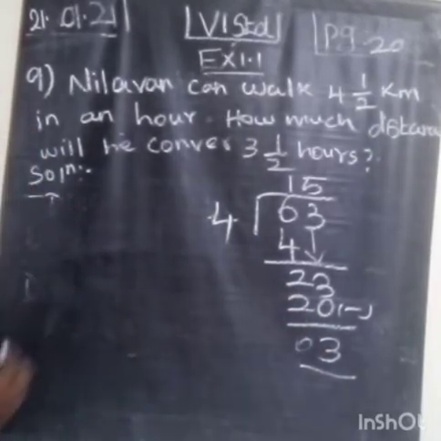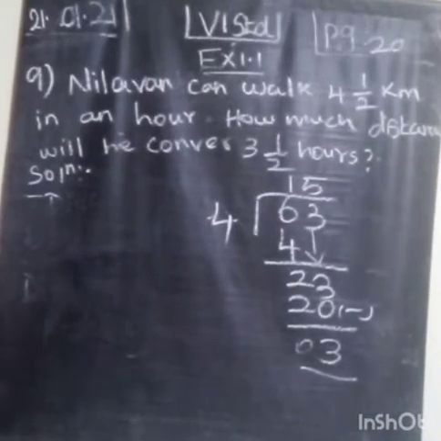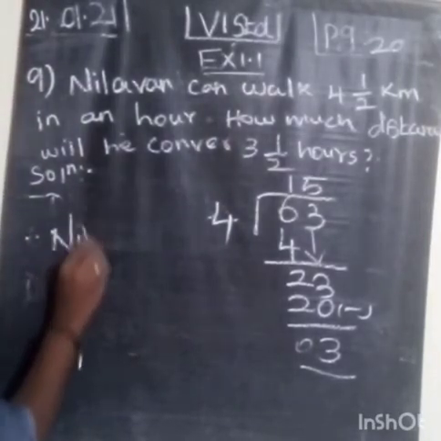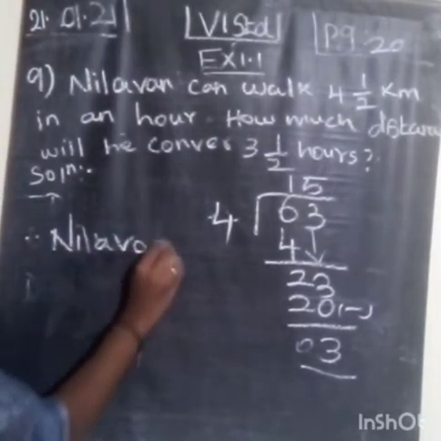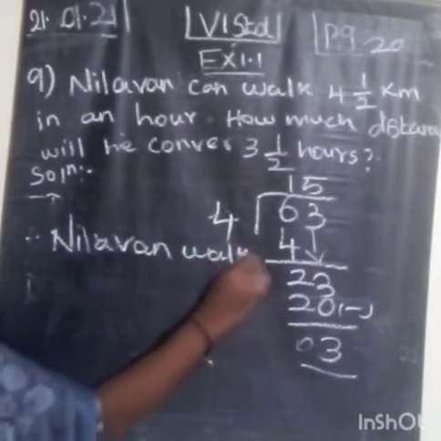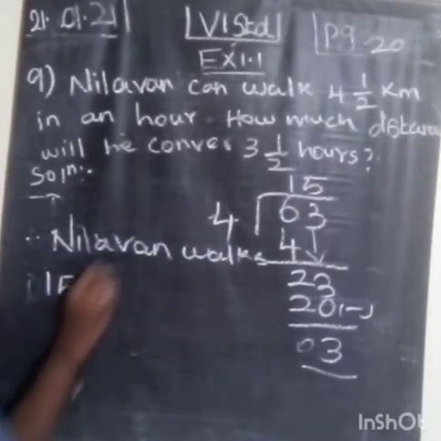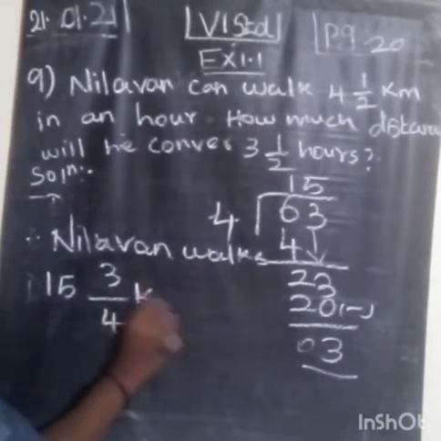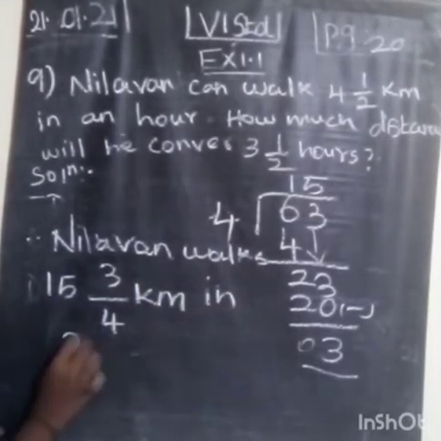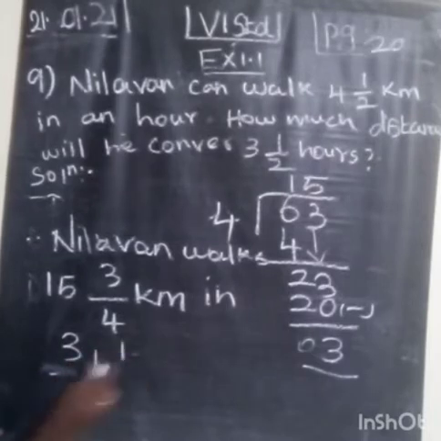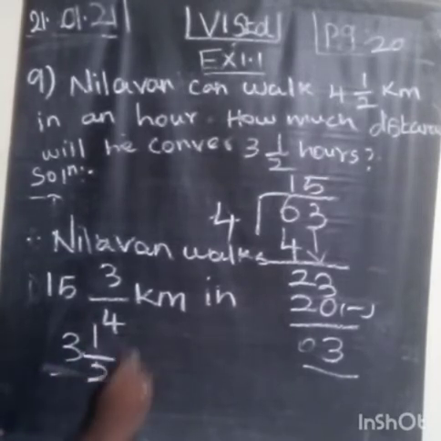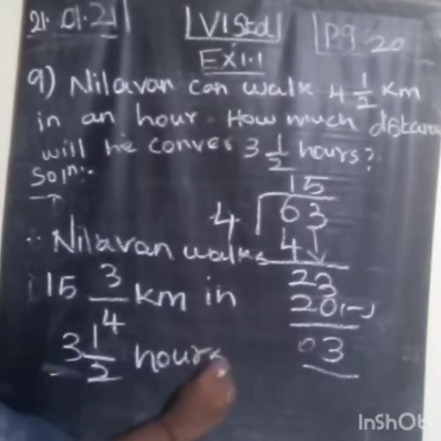So the answer is, Nilavan walks 15 3/4 kilometers in 3 1/2 hours.